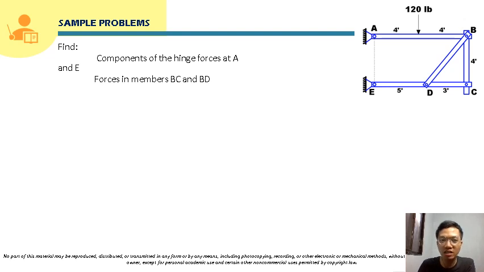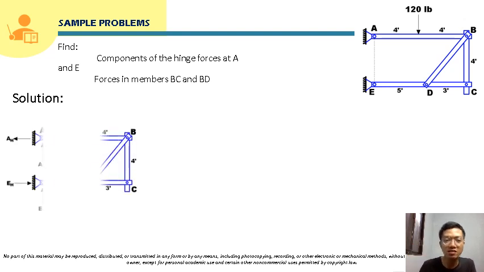So for this sample problem, again, we are going to solve for the components of the hinge forces at A and E and the forces in members BC and BD. We already know that the forces that will act in members BC and BD will just be axial forces, either compression or tension. We will start by solving the forces that we can solve from the free body diagram of the entire structure.